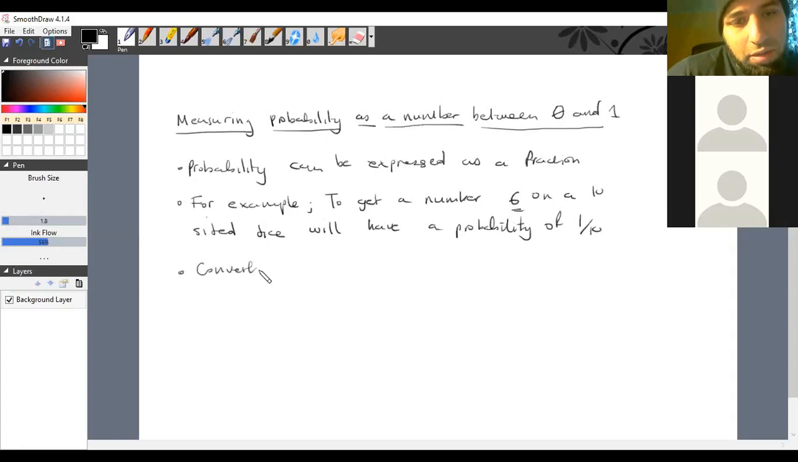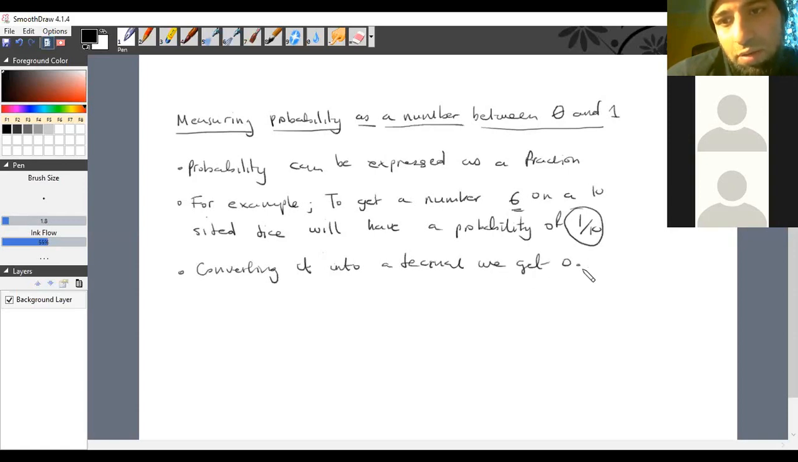Converting it, you don't have to write these in detail, you can just write brief notes. I'm writing it in long form so that you can see exactly what's going on. Converting it into a decimal, so if we make 1/10 into a decimal, we get 0.1.